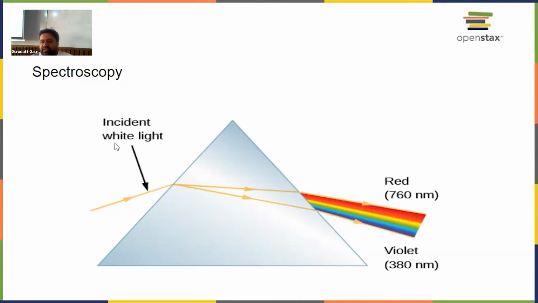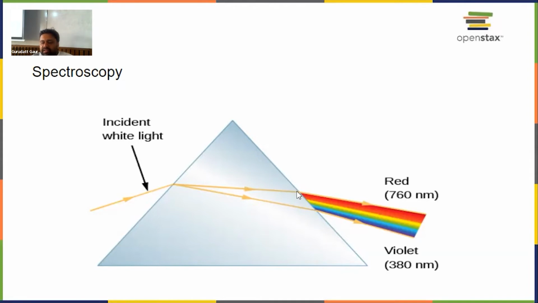So light is entering from a rarer medium to a denser medium. There's a normal at this point. The light should bend, and it should bend towards the normal. So that's what is happening. But we know that white light is made up of different wavelengths, so different wavelengths will bend at different angles.